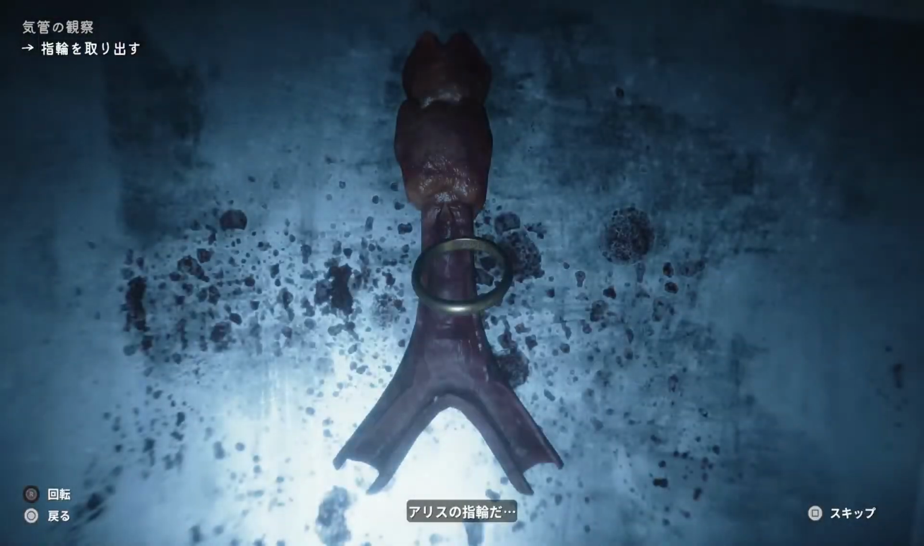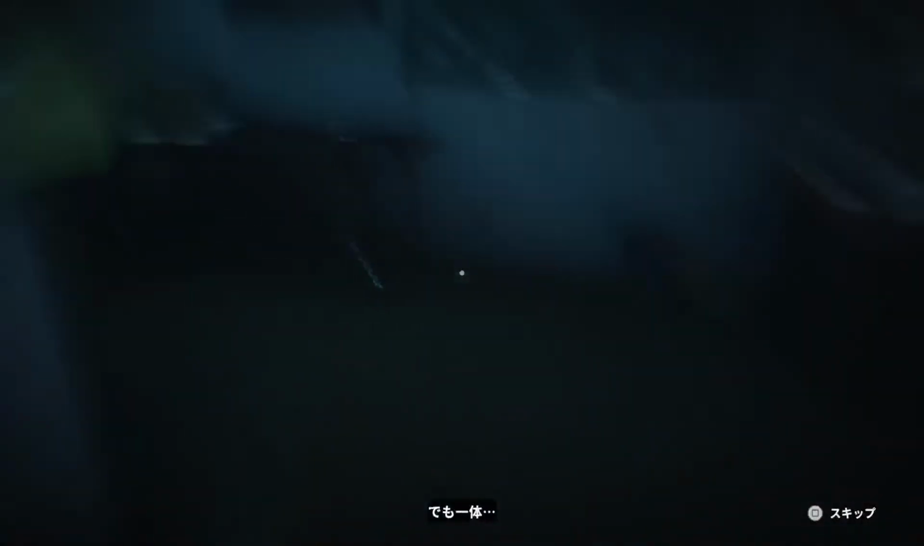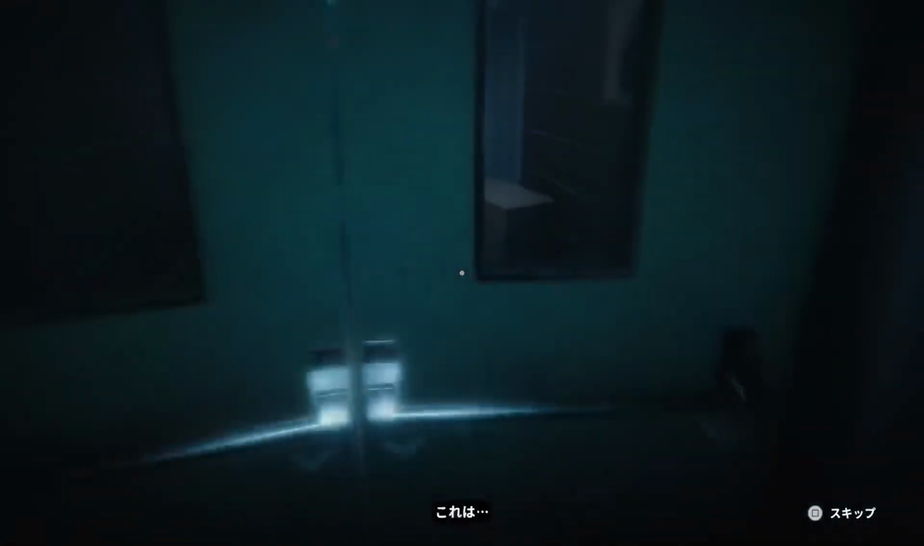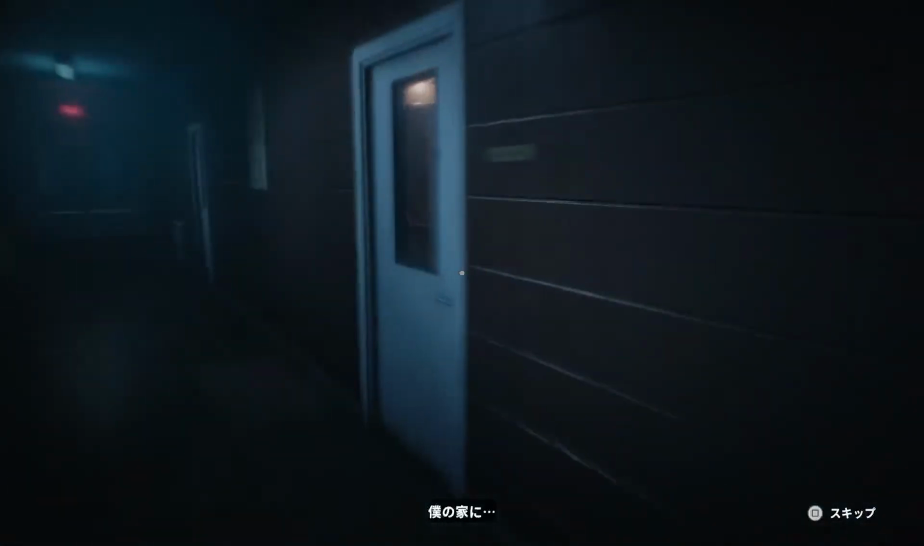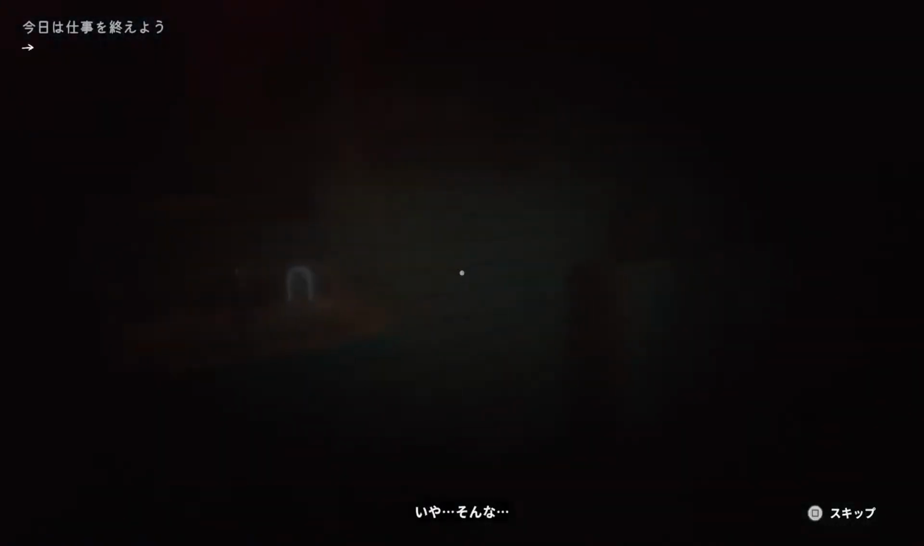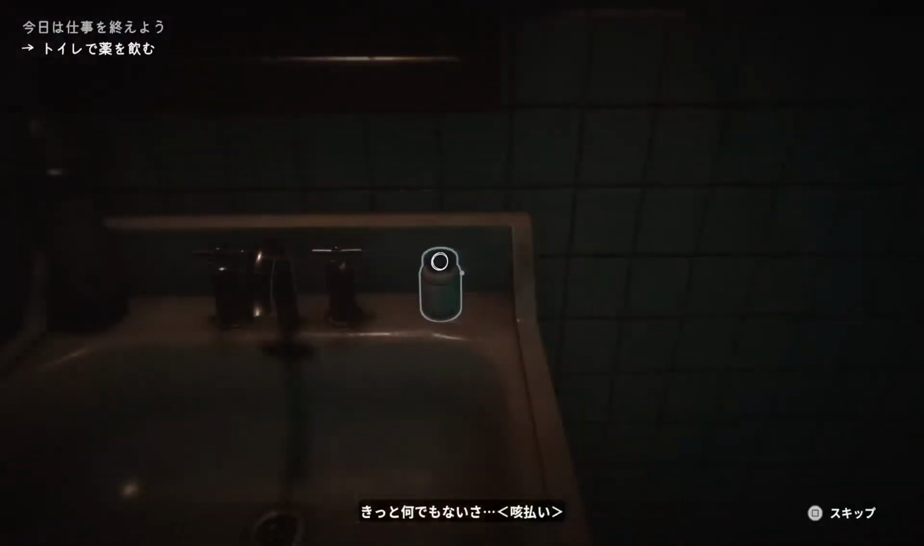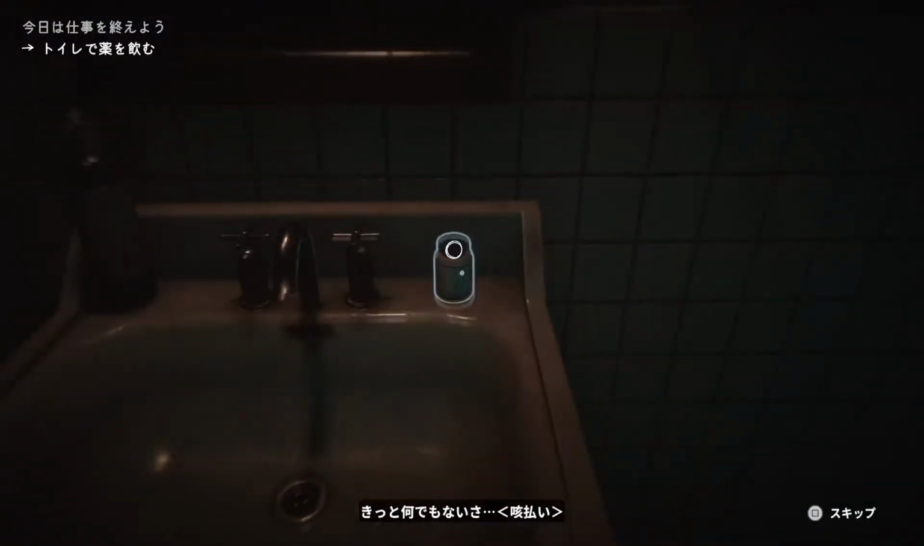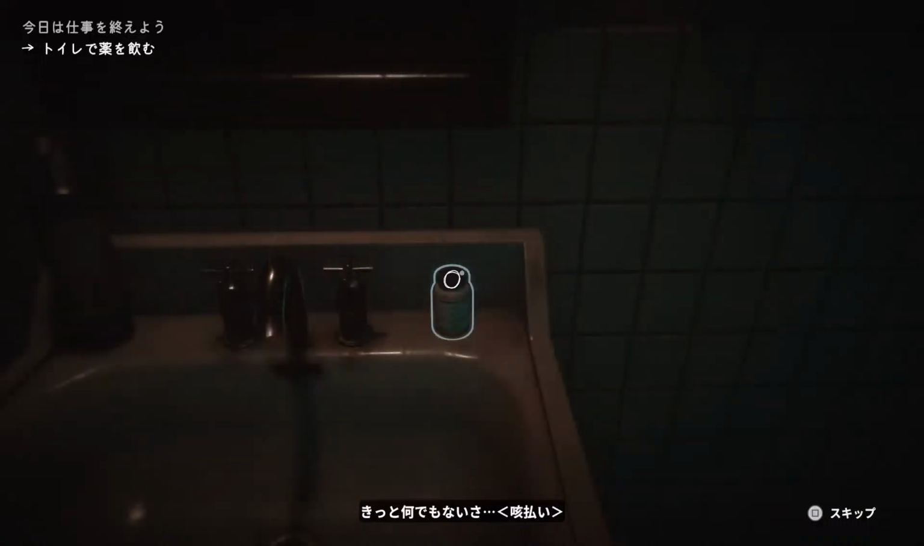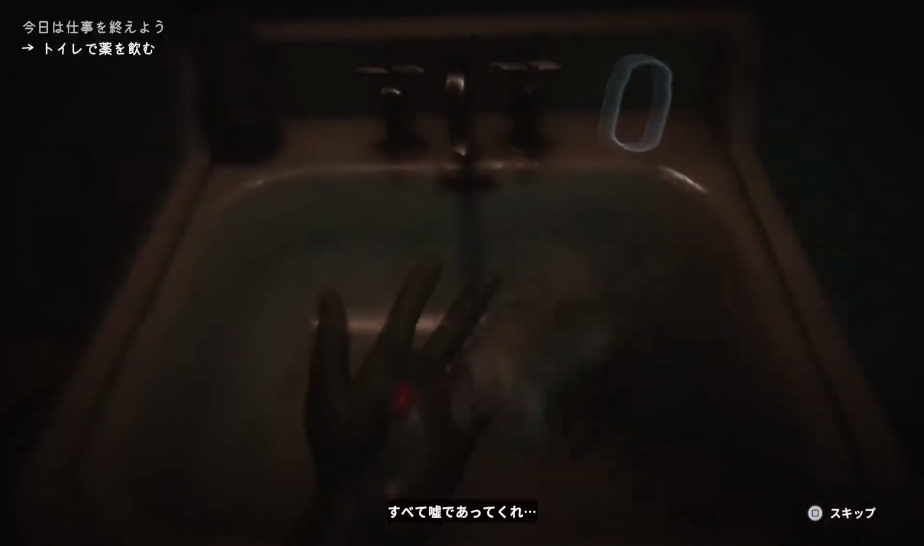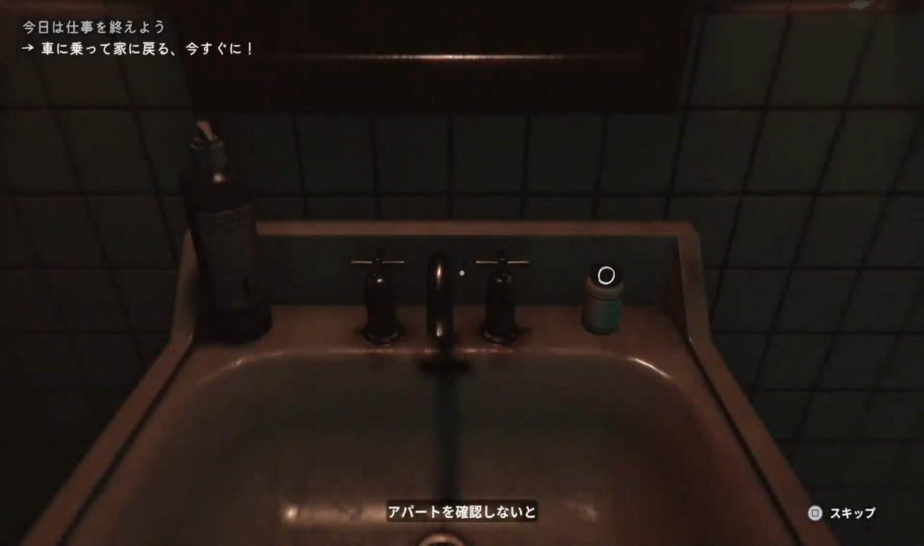How is this ring? But how did it? But this should be at home. I have it. At home. It's. Must have been nothing. Where are my mistakes? Christ! Hope these all make it go away. I have to check the apartment. It can't be.